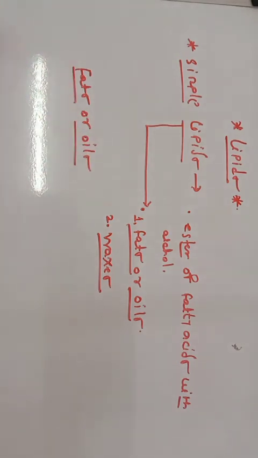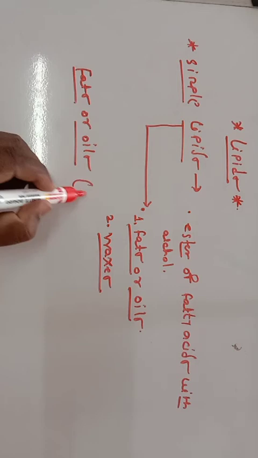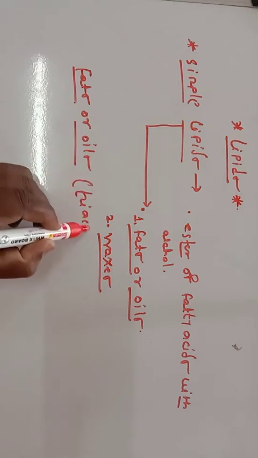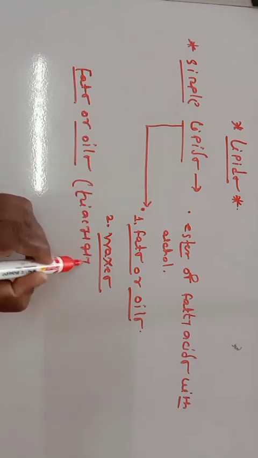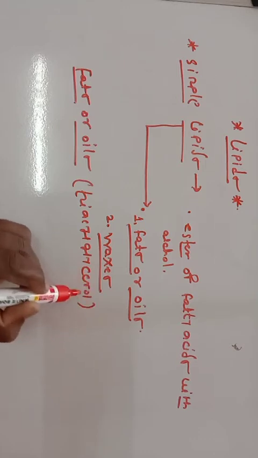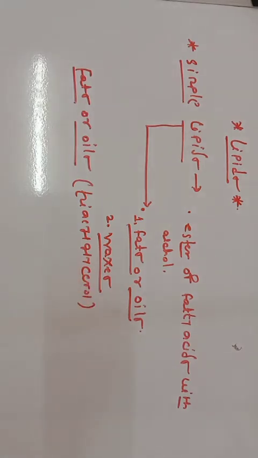The difference between fats and oils is only physical. At room temperature, the fat becomes solid while the oil becomes liquid. These fats or oils are considered as triacylglycerols. These are the esters of fatty acids with glycerol.